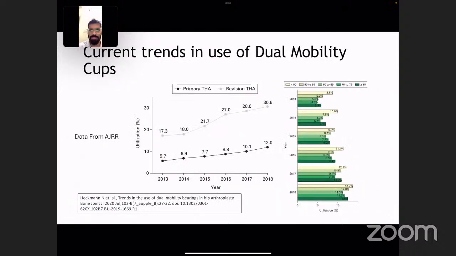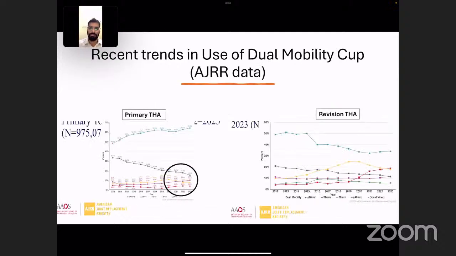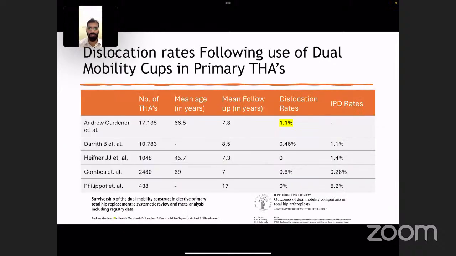Current trends in the use of dual mobility cups. This is the data from the American Joint Replacement Registry, and from 2012 to 2020, there was a steady increase in the use of dual mobility cups in primary total hip arthroplasty as well as revision surgeries. But recently, from 2020 to 2024, a decrease in the use of dual mobility cups has been seen. We will see later in the presentation why this is so.